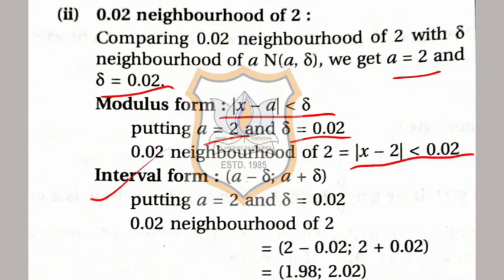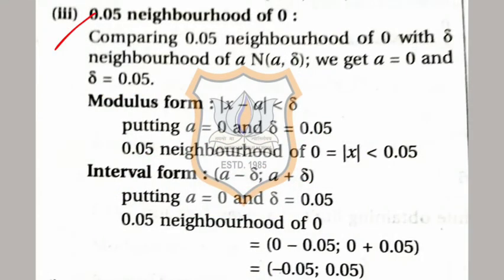Now let's find the interval form. Interval form is A minus delta, A plus delta. Let's substitute A is equal to 2, delta equal to 0.02. So we will have 2 minus 0.02, 2 plus 0.02. 2 minus 0.02 is 1.98 and 2 plus 0.02 is 2.02. So the interval form is 1.98 to 2.02.